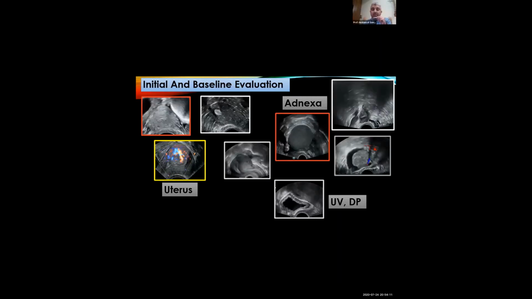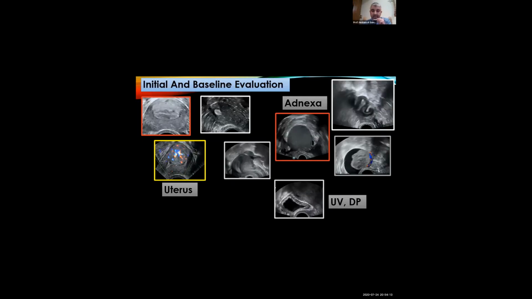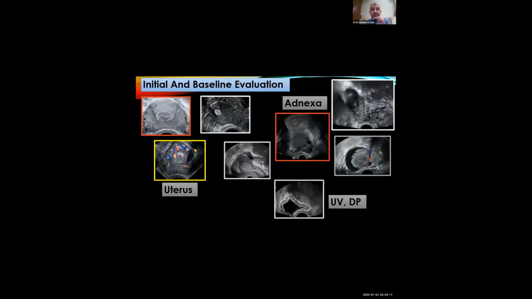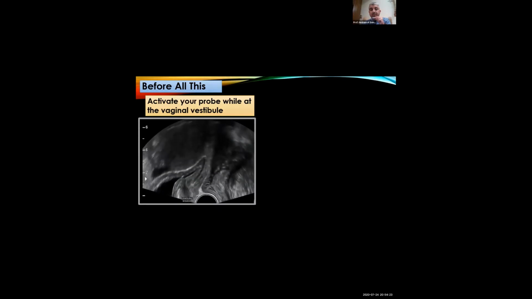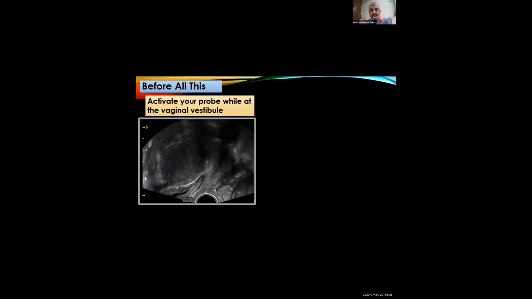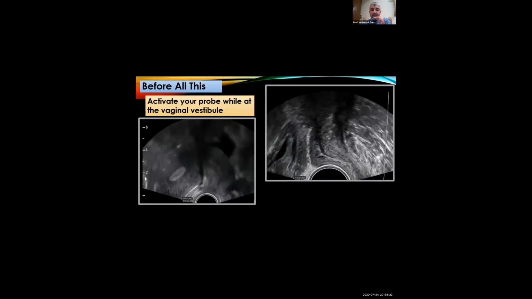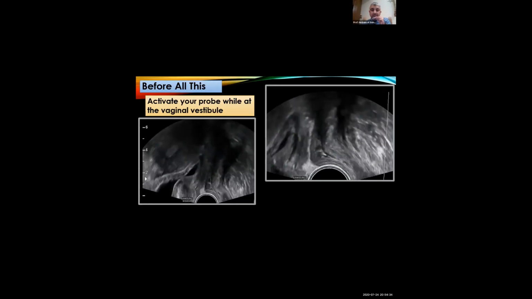And then we should move on and not forget the uterovesical pouch and the Douglas pouch while evaluating. But I want to give an advice and a tip before starting all this. Start to activate your vaginal probe while performing a transvaginal scan at the vestibule of the vagina of the patient. And start to look at the different details that you can see while introducing your probe inside the vagina.